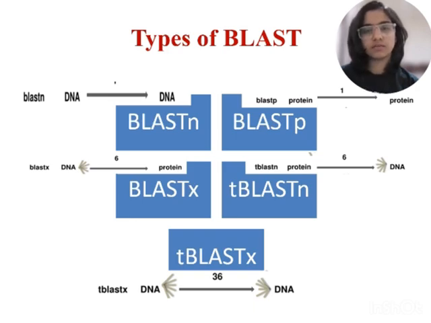BLAST isn't just one program. It comes in five main types, depending on whether we are working with DNA or protein sequences. To make this less overwhelming, think of BLAST like a Google search engine, but instead of searching text on the internet, you are searching DNA and protein sequences. BLASTN is used for DNA versus DNA, BLASTP for protein versus protein, BLASTX is DNA translated into protein versus protein databases, TBLASTN is for protein versus DNA translated into protein, and TBLASTX is for DNA translated versus DNA translated.